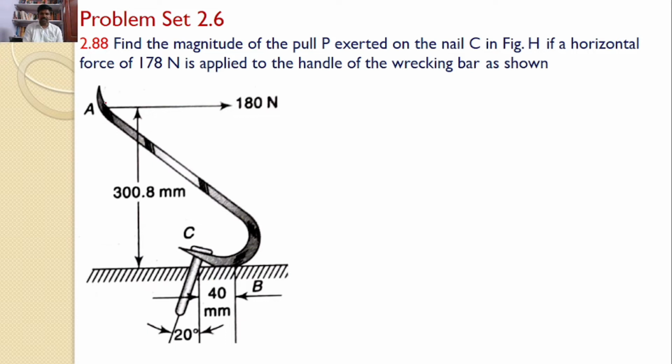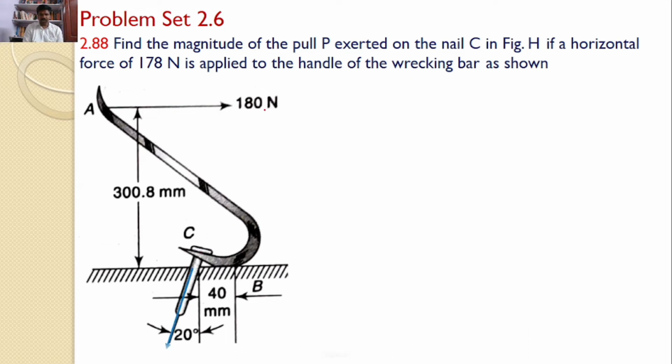Now in this, 180 newtons force is acting at one end of the bar and a nail is in the inclined plane which makes an angle 20 degrees with the vertical. Our interest is to find how much force will develop along this nail if 180 newtons force is acting here. For that, let us consider the free body diagram and let us see what are the various forces acting on this wrecking bar.